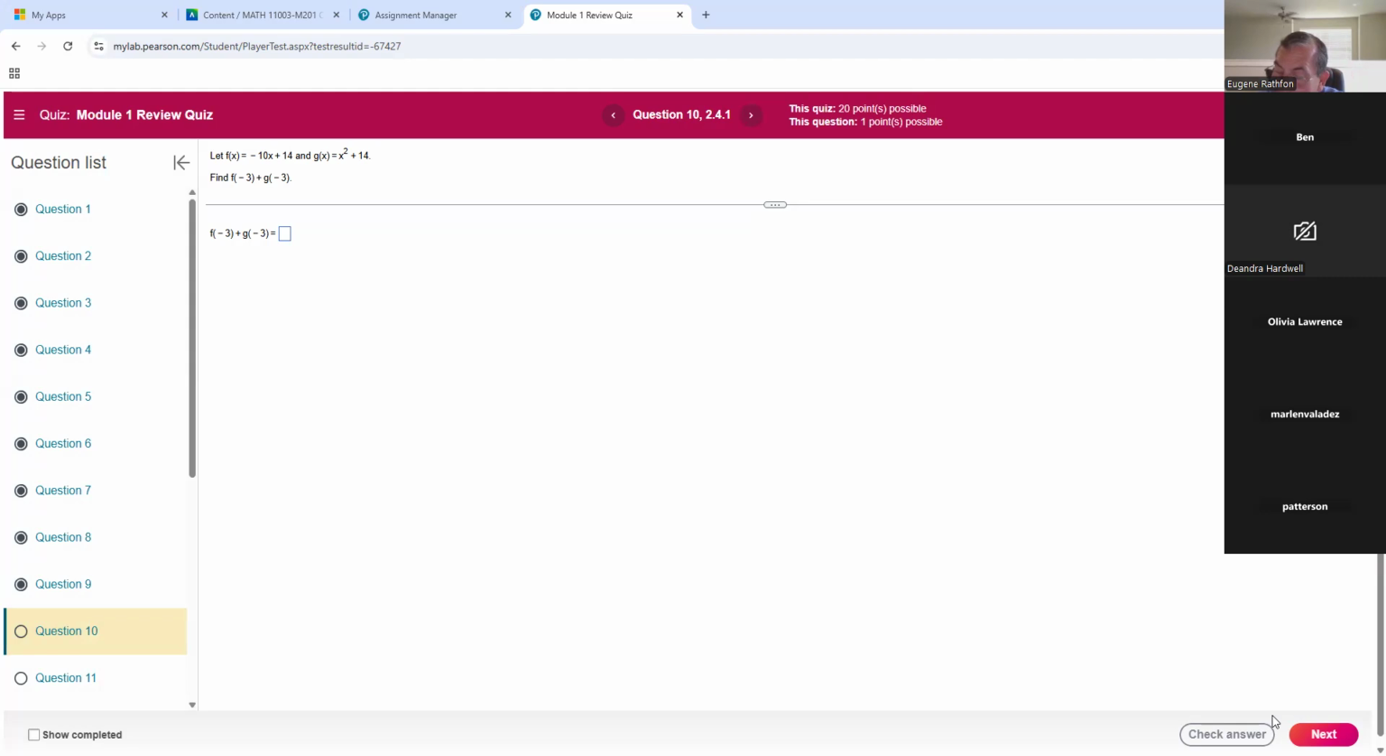All right, so they're giving me f of x equals -10x plus 14. g of x equals x squared plus 14. They want me to find f of -3 plus g of -3. So on this one, we're basically plugging in numbers and then seeing what we get.